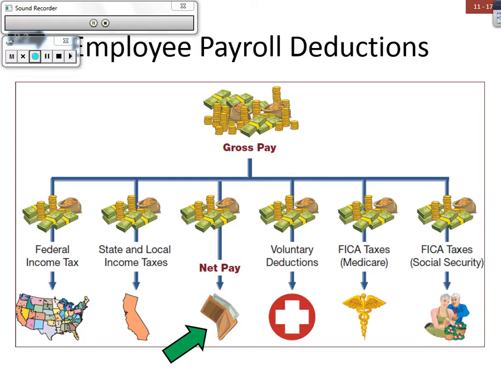What is gross pay? Gross is what you made before taxes. Net is after taxes and deductions. So the taxes that we are concerned about: FIT or federal income tax, SIT or state and local income tax, voluntary deductions, your insurance, your pension, retirement, all that good stuff, FICA Medicare, and FICA Social Security. I generally will call FICA Medicare OASDI and FICA Social Security.